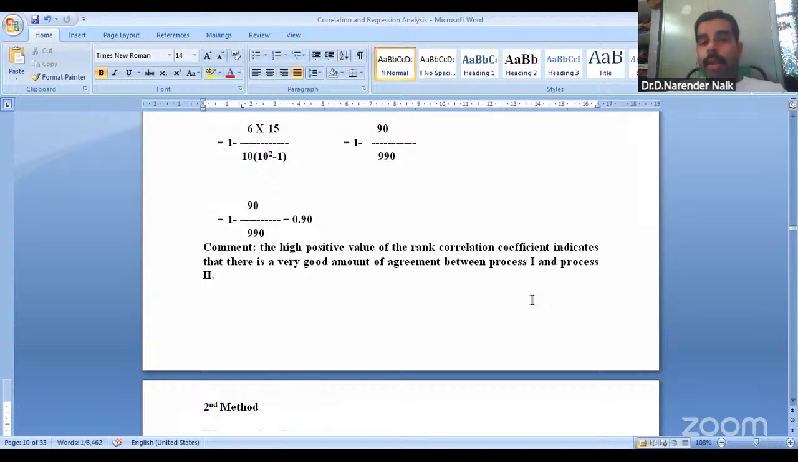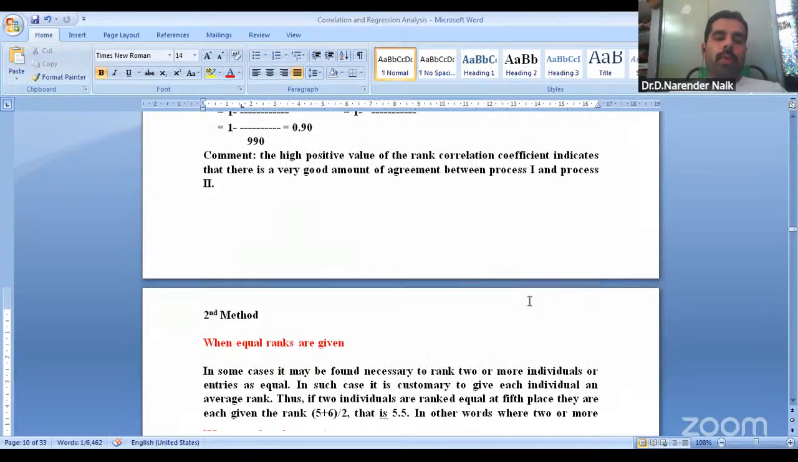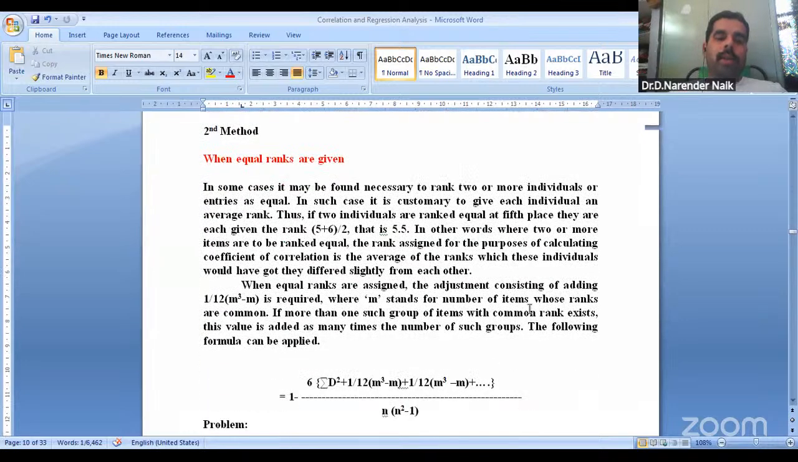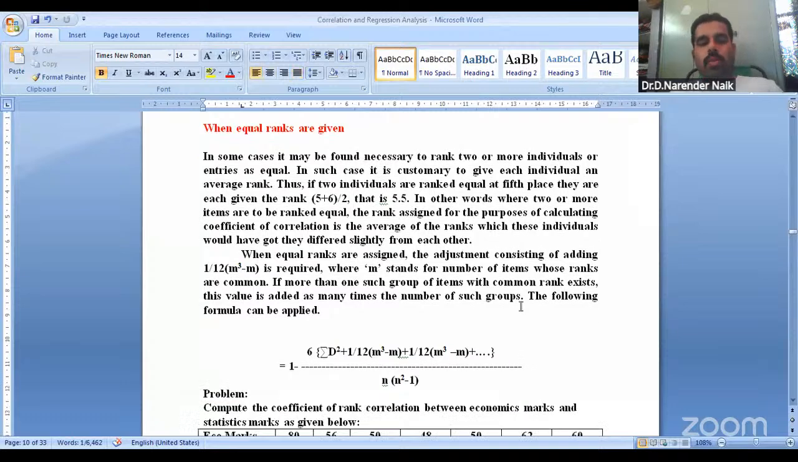So when equal ranks are not given, then we have to apply this formula. This is method 1 in rank correlation. Then we go for the second method when equal ranks are given. Okay, so you observe carefully.